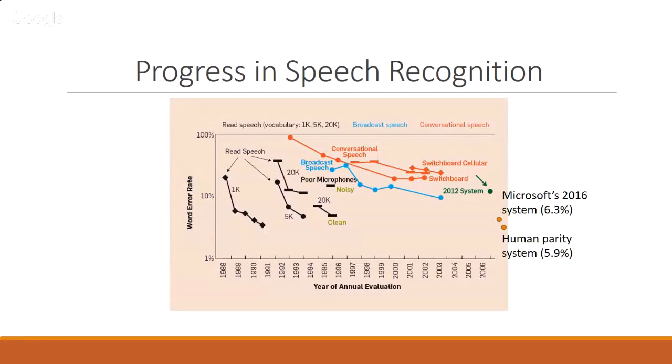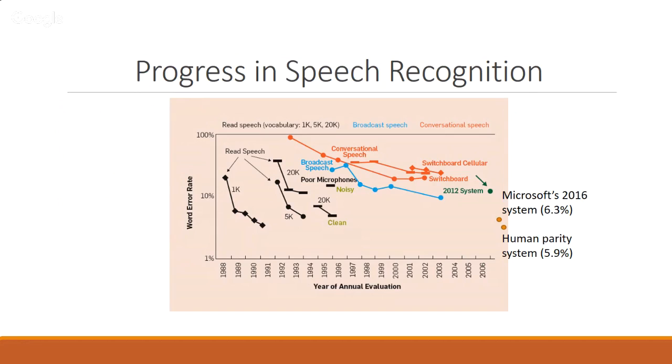So here's a nice graphic, and this is basically the progress in speech recognition. The last few years are not marked there, but I've put a couple of points there. This basically shows what research was going on and also what the results were like. The x-axis is the years, and the y-axis is the word error rate. So it goes from 1 to 100. Note that it's like a log scale kind of thing.